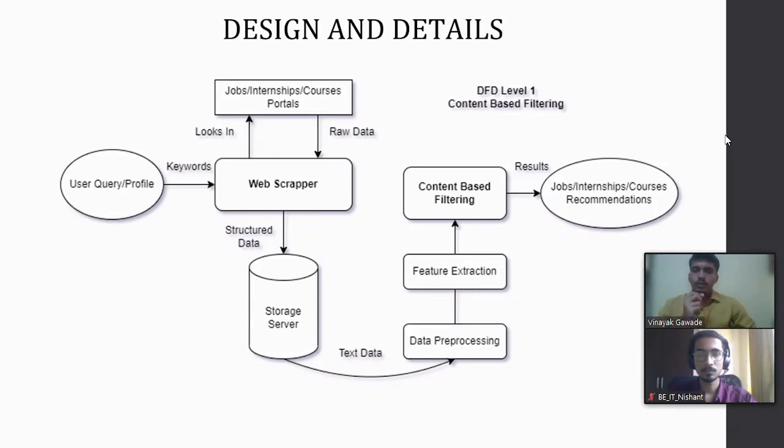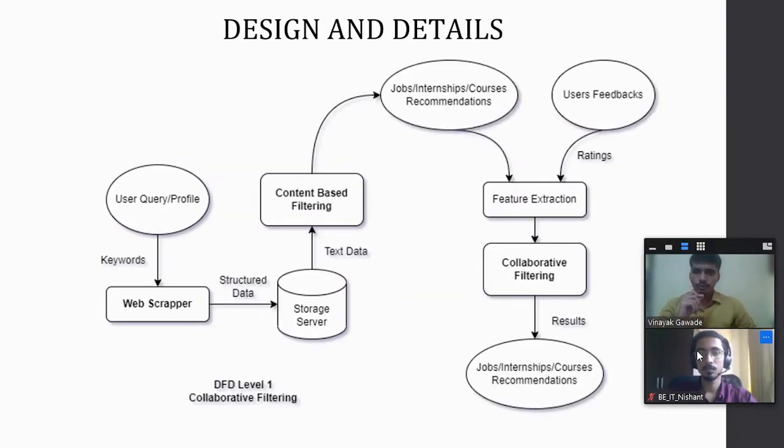From there, we are going to pre-process that data to extract the features from it. In order to get the appropriate data, we need to pre-process it and extract the features. After that, we will feed this data to our content-based filtering algorithm, and from that we will get the intended results for the particular user: jobs, internships, and courses. So this is the flow of our system for the content-based filtering. As you know, we have scraped the data and fed it to the content-based filtering, so the user can see recommendations for jobs, internships, and courses.